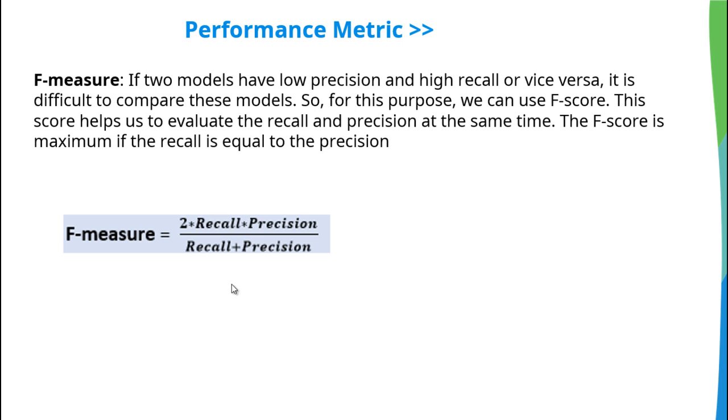So we have the F-measure. If two models have low precision and high recall, or vice versa, it is difficult to compare these models. So for this purpose, we can use what we call the F-score. This score helps us to evaluate recall and precision at the same time. The F-score is maximum when the recall is equal to the precision. So the F-score is 2 times recall times precision over recall plus precision. That's the formula of the F-score.